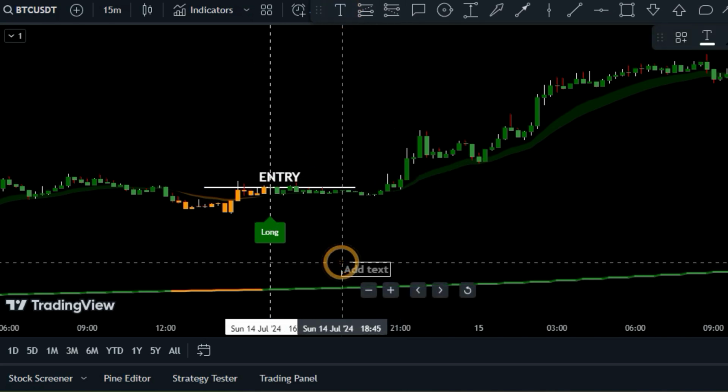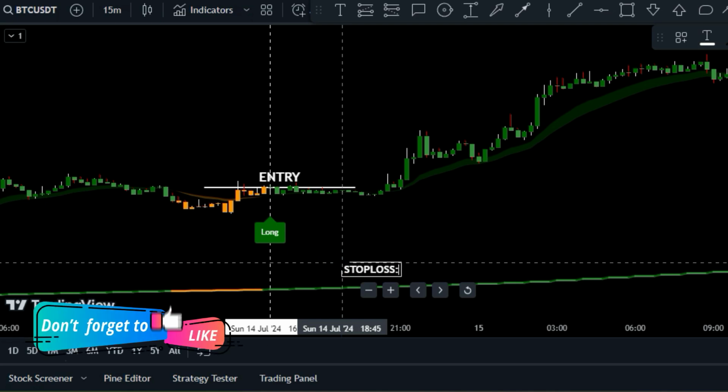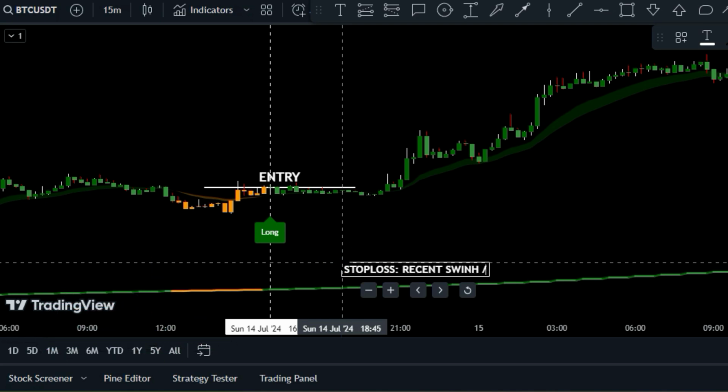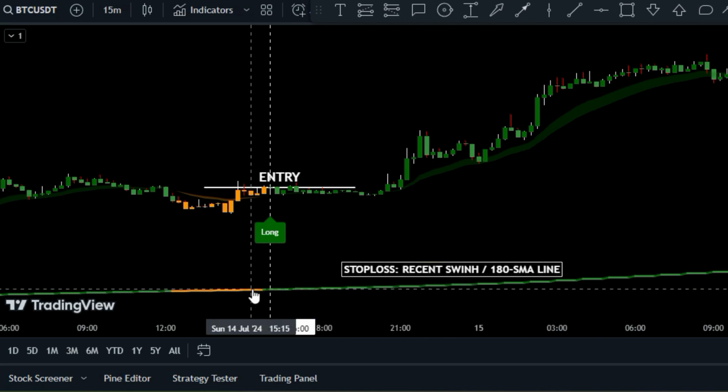Now, let's talk about protecting your cash with smart risk management. So, to keep your potential losses in check, place your stop loss below the market's recent swing low or below the 180 SMA line. This acts as a safety net for your trade.